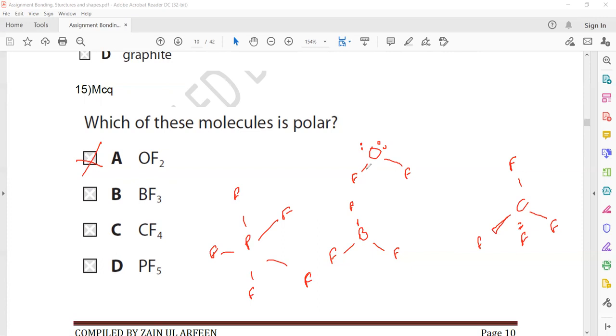But this one does not have symmetry. Why? Because of 2 lone pairs. The bond pairs, even the length is not the same, and the bond angle there is 104.5.